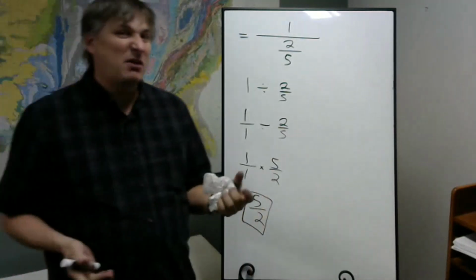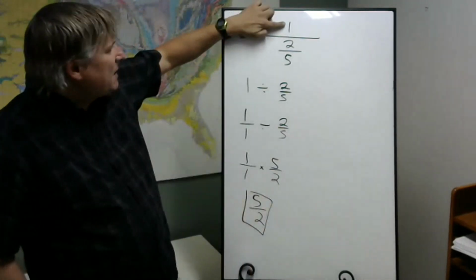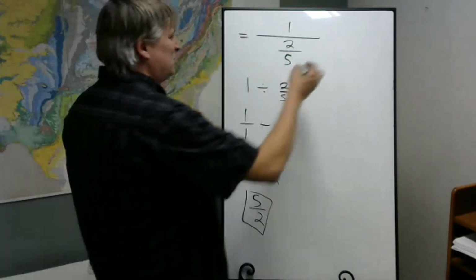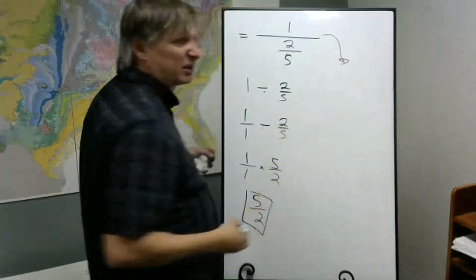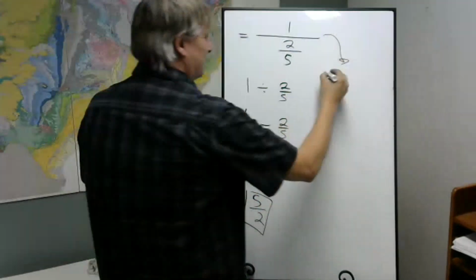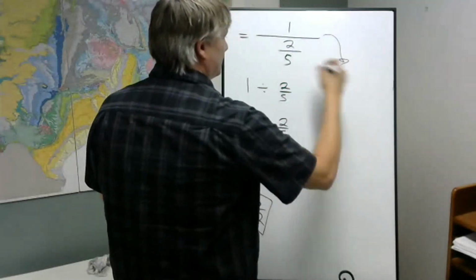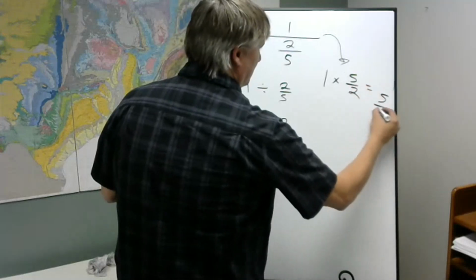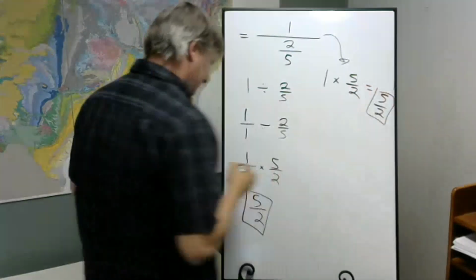Now, it's kind of a trick in mathematics that when you have one number divided by a fraction, what you can do as a shortcut is take this one number and multiply it by the reciprocal. And that will still give you 5/2.